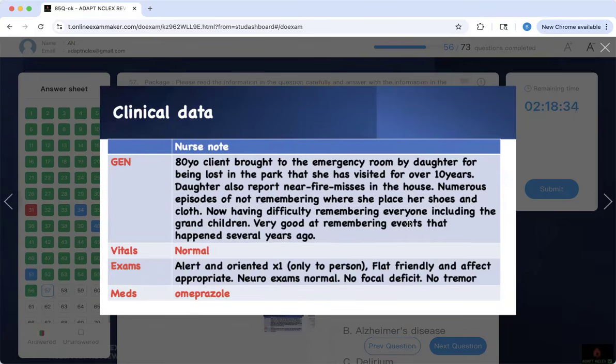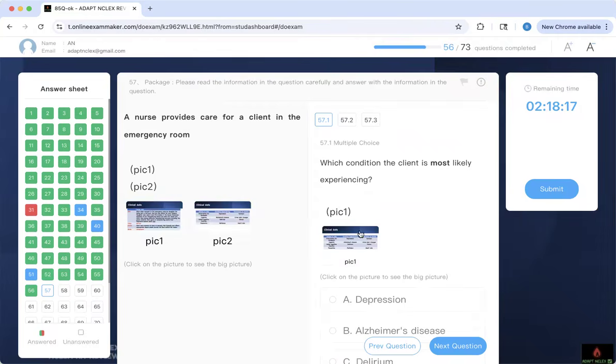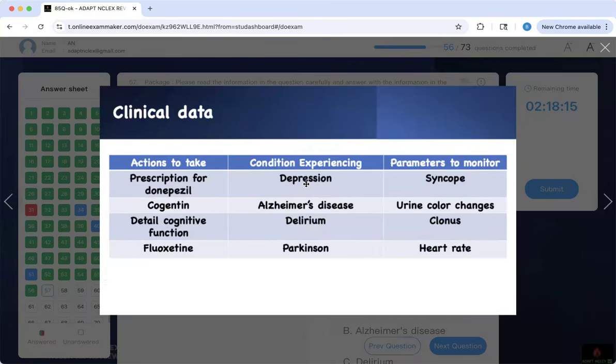Very good at remembering events that happened several years ago. So remote memory is intact. Vitals are normal. Patient is alert. He had flat affect, appropriate, neuro exams, no deficit. Taking omeprazole. You should know what is wrong with this patient. Is this depression? Is this Alzheimer's? Is it delirium? Is it Parkinson's?